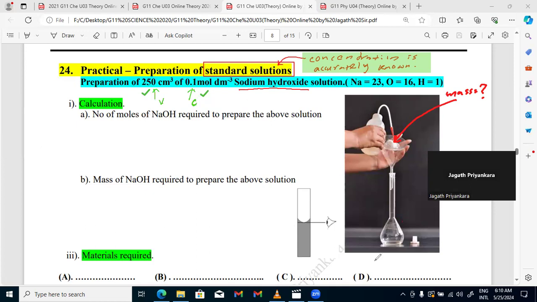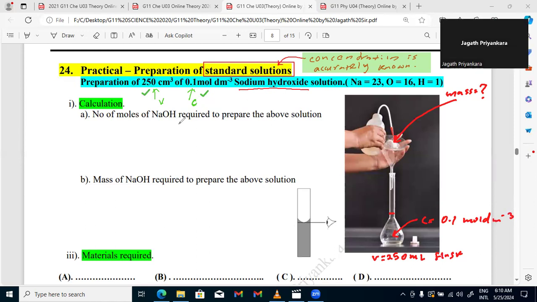Since we are going to prepare 250 ml of solution, we need to use a 250 ml volumetric flask. Volumetric flask, not just a normal flask. And there's a ring here. When you fill the solution up to this mark, it occupies exactly 250. And what would be the concentration after preparation of this solution? The solution concentration has to be 0.1 mole per cubic decimeter.